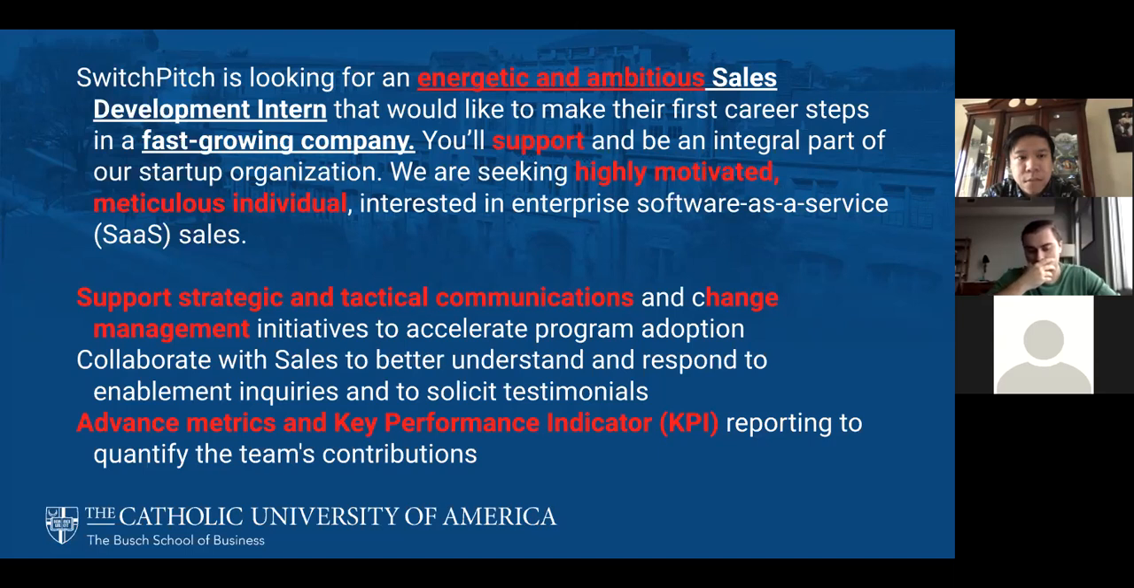So this is a dynamic person who is good at sales, but also not afraid of technology. Meticulous would probably be a word that I'd use for someone who is comfortable with different software and technologies. Then, support strategic and tactical communications and change management. These people really like business-minded words, and they're proud of the business they do, and they're choosing these words purposefully. So you want to use a different language for this opportunity, right? You want to think of business-minded words, and down here you'll see advanced metrics and key performance indicators, KPI. So these people are all about data and business models and change management and sales.